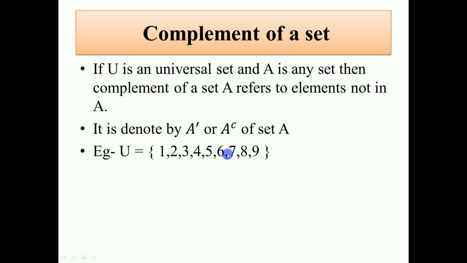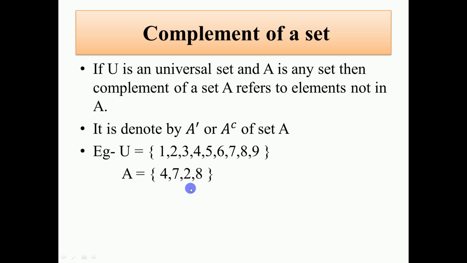Let us take an example. Now here is the universal set, which has elements from 1 to 9. Also you have a set A which has elements 4, 7, 2, 8. Now you see that these are elements which are already present in the universal set. As I have told you earlier, whatever set you take is just a part or a smaller portion of your universal set.